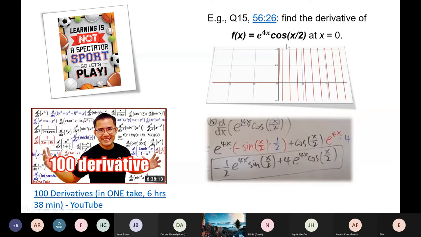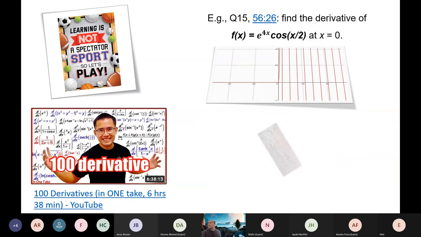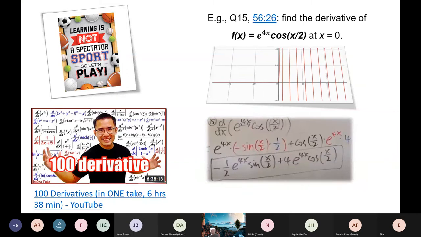So what is the derivative of the cosine, if you remember the rule? Negative sine of something. So basically, negative sine, we just put x over 2 inside it. And then, it hasn't finished yet because it's a compound function. Cosine x over 2 is a combination of cosine something with x over 2. So we have to use the chain rule. So we have to take the derivative of x over 2, which is 1 over 2. So that's why I have 1 over 2 here.